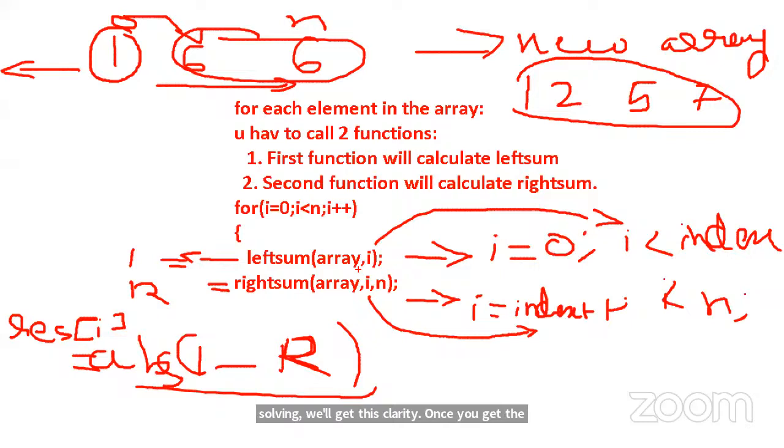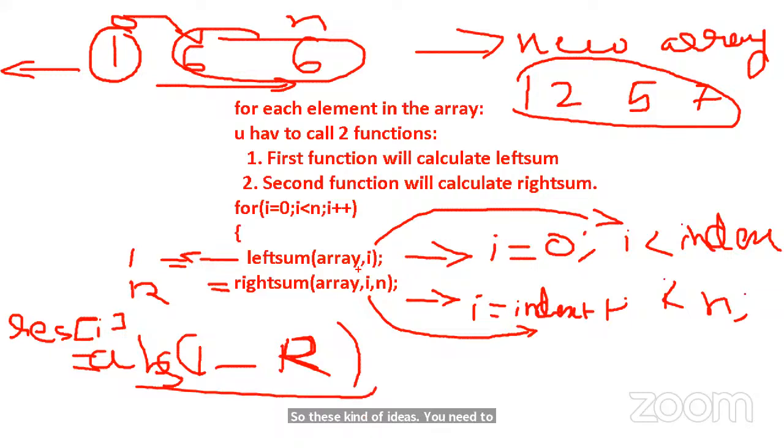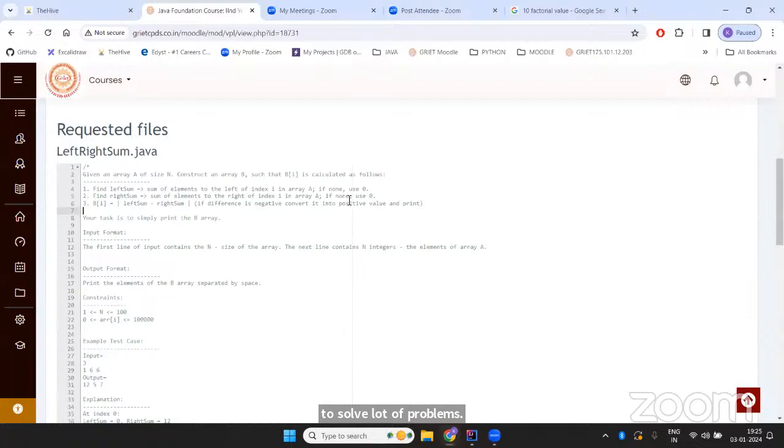Definitely you'll get errors, but you should not panic when you're getting errors. Make sure that whatever approach you are following, you stick to it. Whenever you get errors, try to solve them, see where you're going wrong, and modify the approach accordingly. These are the kinds of ideas you need to develop, and then you'll be able to solve a lot of problems and get better clarity on these approaches. Okay, so try to do this one also.